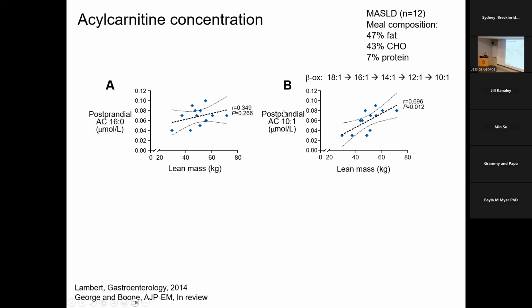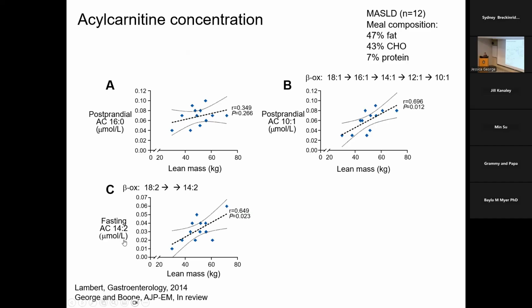But when we looked at acylcarnitine 18:1, which is the result of beta oxidation of oleic acid, which is the most abundant fatty acid in the human diet and in our blood, we found a strong relationship. And so those people who had the most lean mass had the highest acylcarnitines.